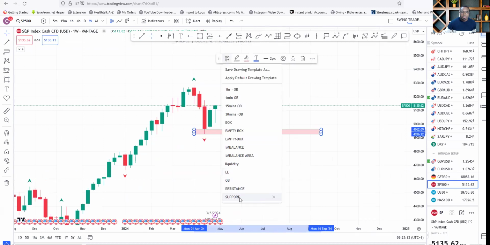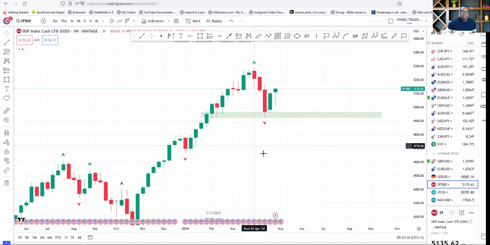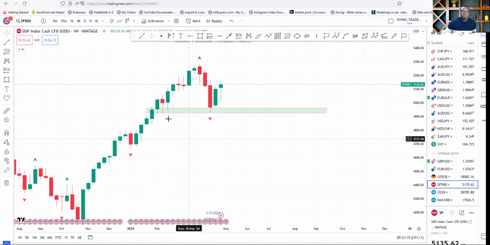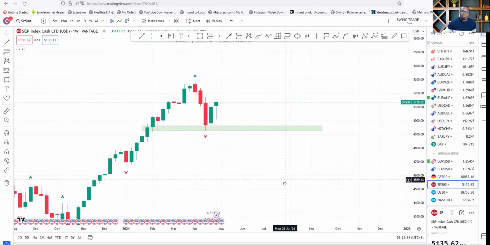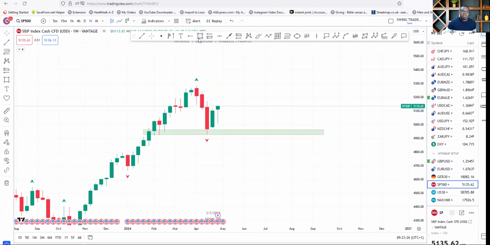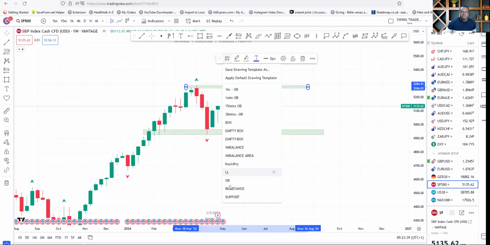Okay, it is a support, because if you drag it to the left, you can see price reacted to that the first time. So break above, retest, and bounces off. Now it came back to retest it again, and now it's bouncing off. So we can see that this is a strong area of resistance that price has created on the weekly time frame.